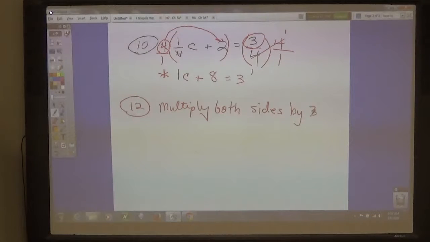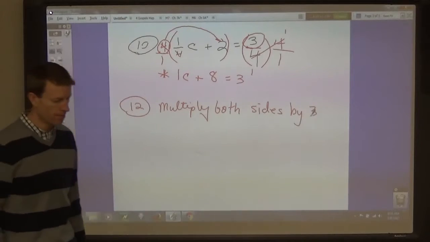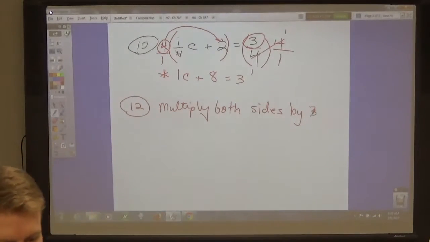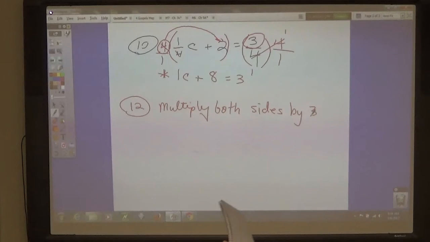And then do 14, 16, and 18 also. Those have decimals in there. Just practicing with the decimals. With decimals, you solve them the same way as you do whole numbers. So 10 through 18 evens.